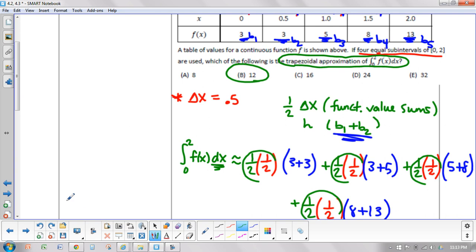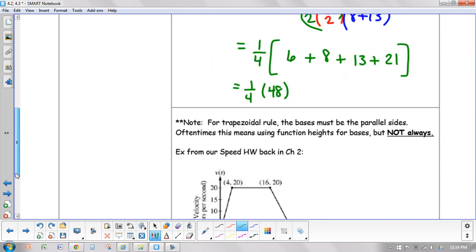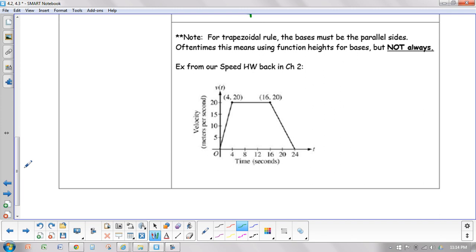Okay. Now, I did show you an example, and then we looked at a table of values, and if you look at a table of values, it's going to work how we talked about. But sometimes if they've drawn you out an image, and this is an image from our speed homework back in chapter 2, you do have to go back to the idea that the bases have to come from the parallel sides. So that is, by definition, what the base of a trapezoid is. They have to be the parallel sides. Oftentimes, it's the function heights, but not always.